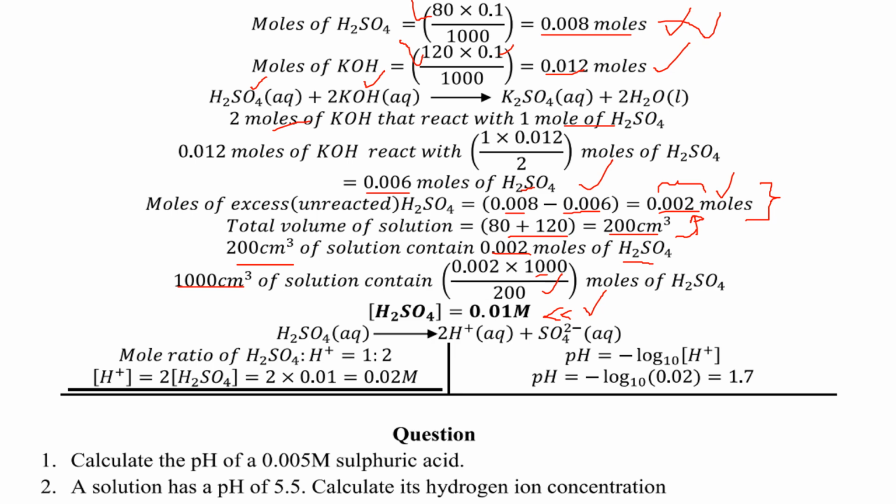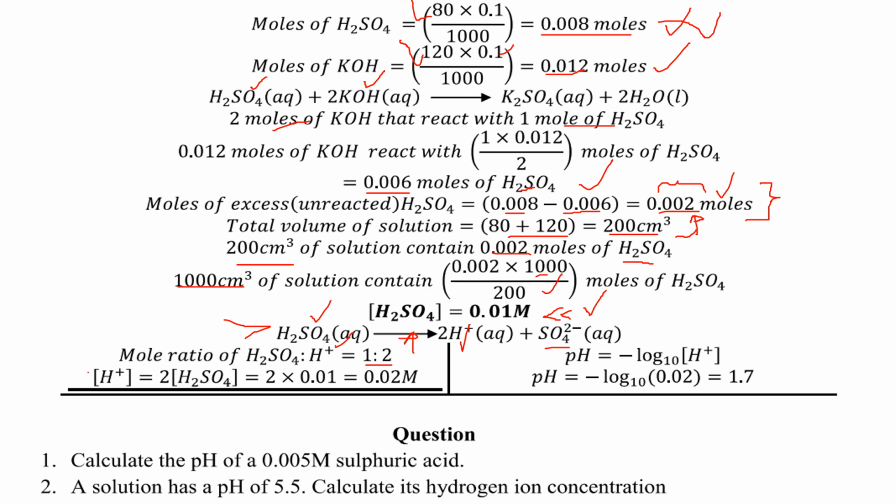Now, since in the formula for pH we only need the molar concentration of hydrogen ions, we have to first write out the ionization of our acid. Sulfuric acid fully ionizes, that's why you see a full arrow, to give us 2 protons when balanced, 2 protons plus a sulfate ion. So the mole ratio here is 1 to 2 between sulfuric acid and the hydrogen ion that we need to calculate for our pH.